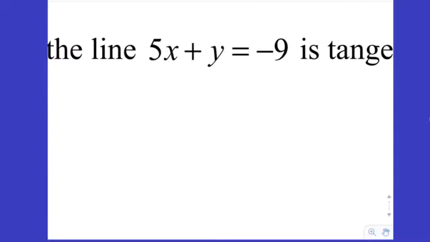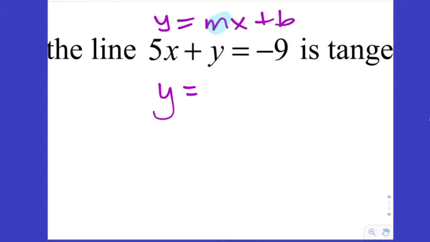If we're trying to extract the slope from a line, and it's expanded out, we'll put it in y equals mx plus b form, right? Because m is the slope. So let's go ahead and do that. y would equal negative 5x minus 9. So the slope of this line is negative 5.